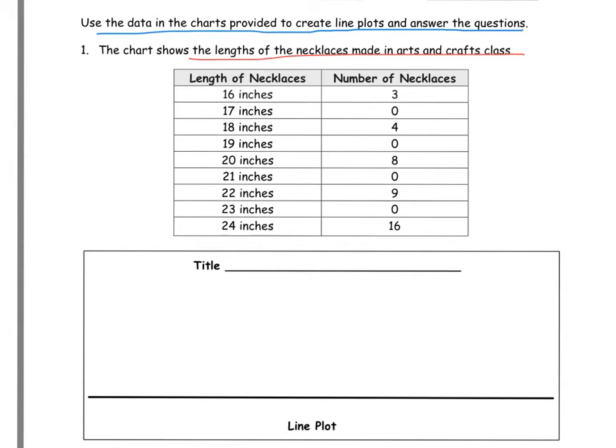And I see I'm starting at 16, I'm going to 24, and I got all the number of necklaces in between here, showing the different numbers that were made. So my title, I'm going to put it as this part right here. Length of necklaces. And I'll even put in there made. So we know that they were made and they weren't just found.